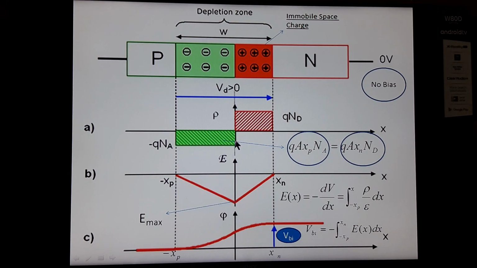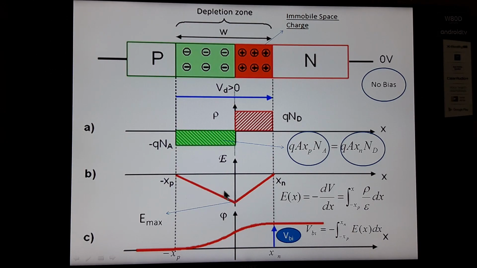And the doping density in the P side is lower than its N side doping density, but the area under this curve, that is the charge density multiplied by the width xp or xn, gives the value of this area like this: qA xp Na equal to qA xn Nd, where A is the cross-sectional area of this PN junction diode. Now the total value of the negative charges is also equal to the total value of the positive charges in the depletion zone.